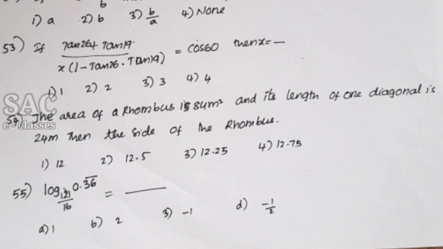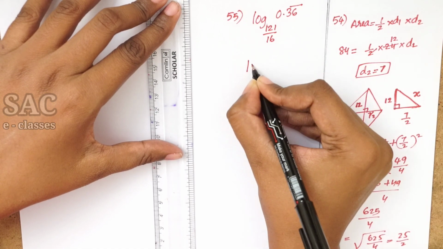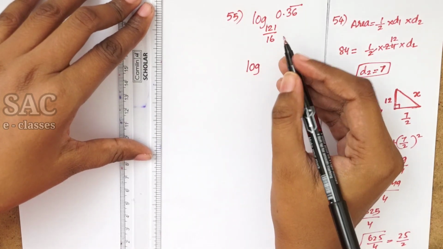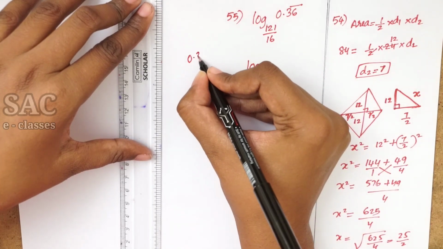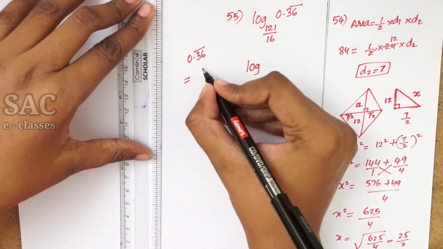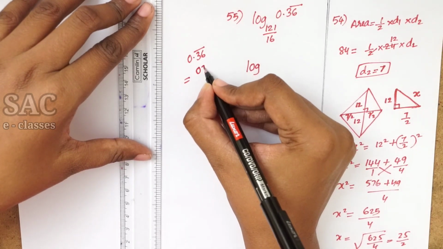Now look at the problem number 55. Log of 0.36 bar and 121 by 16 is there. Then you know how to express anything in the p by q form. 0.36 bar can be written as 036.